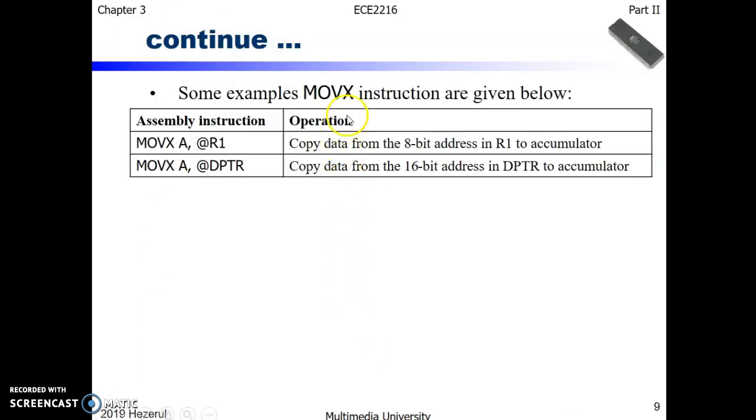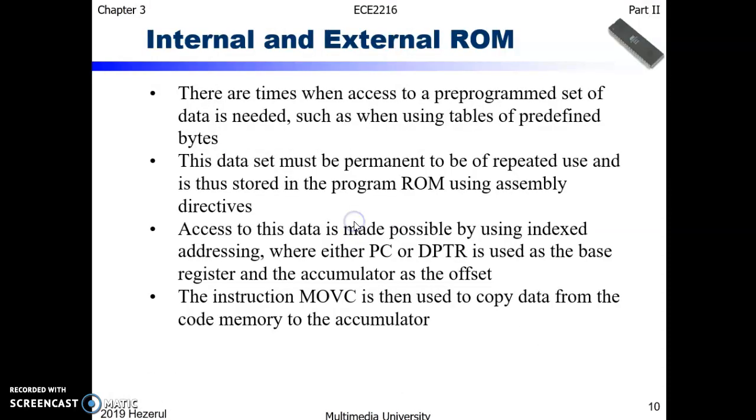Some examples for the MOVX instruction are given below. MOVX A, @R1: this copies data from the 8-bit address in R1 to the accumulator. MOVX A, @DPTR: copy data from the 16-bit address in DPTR to the accumulator.